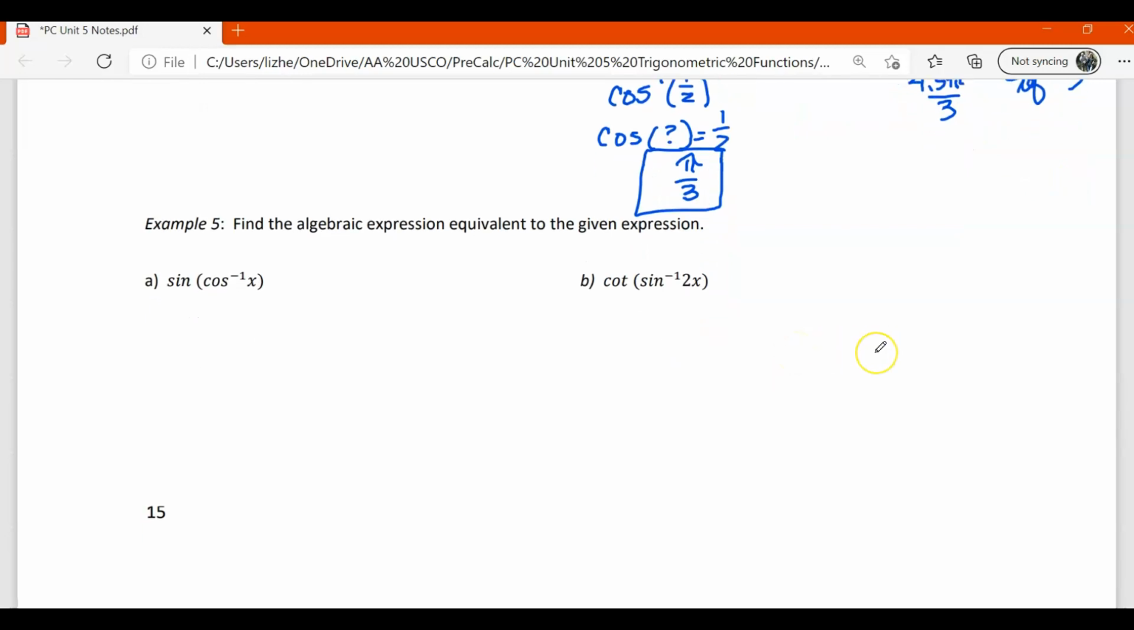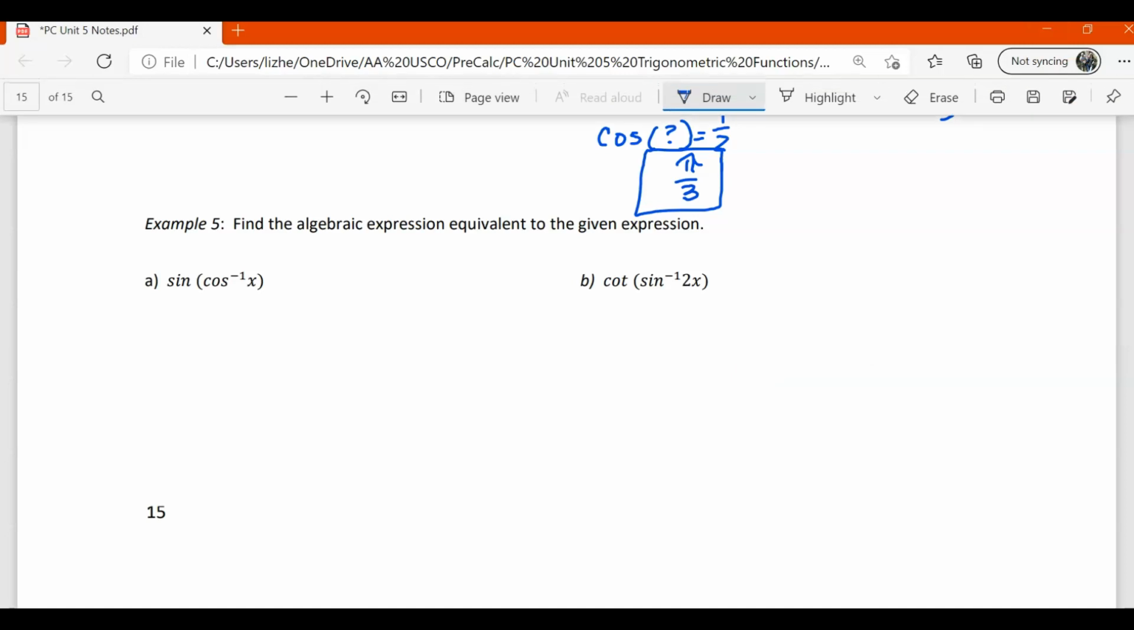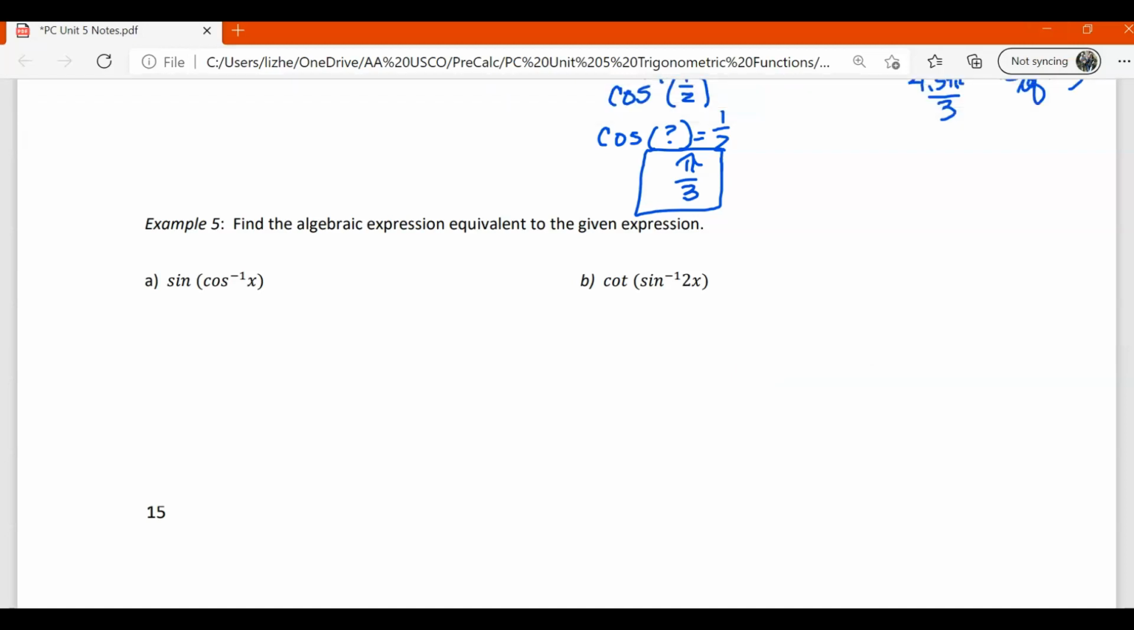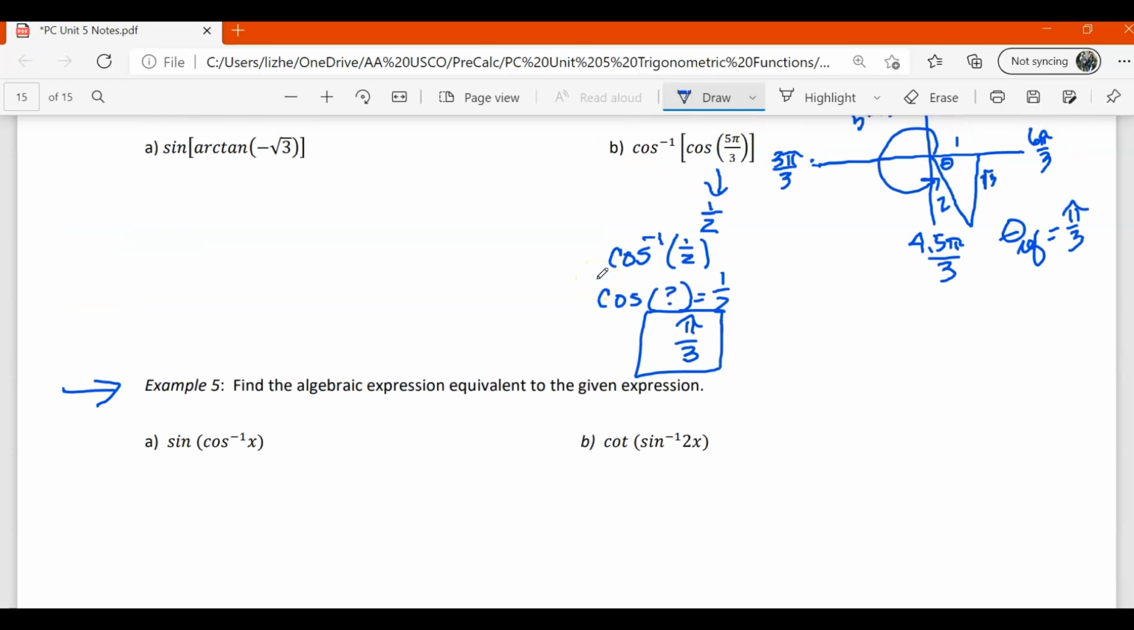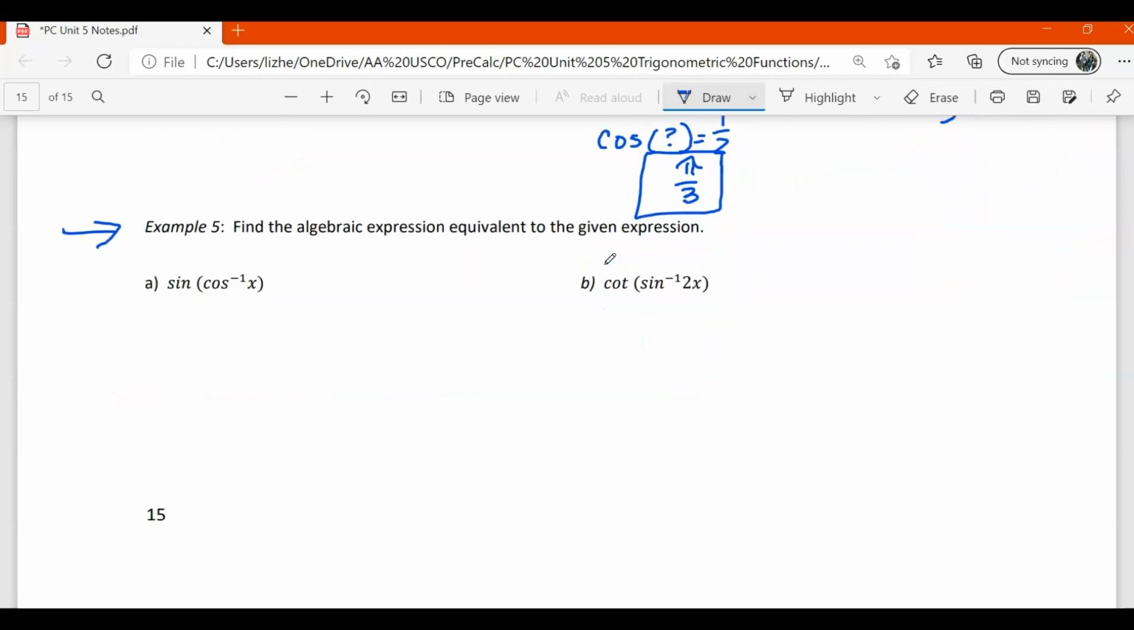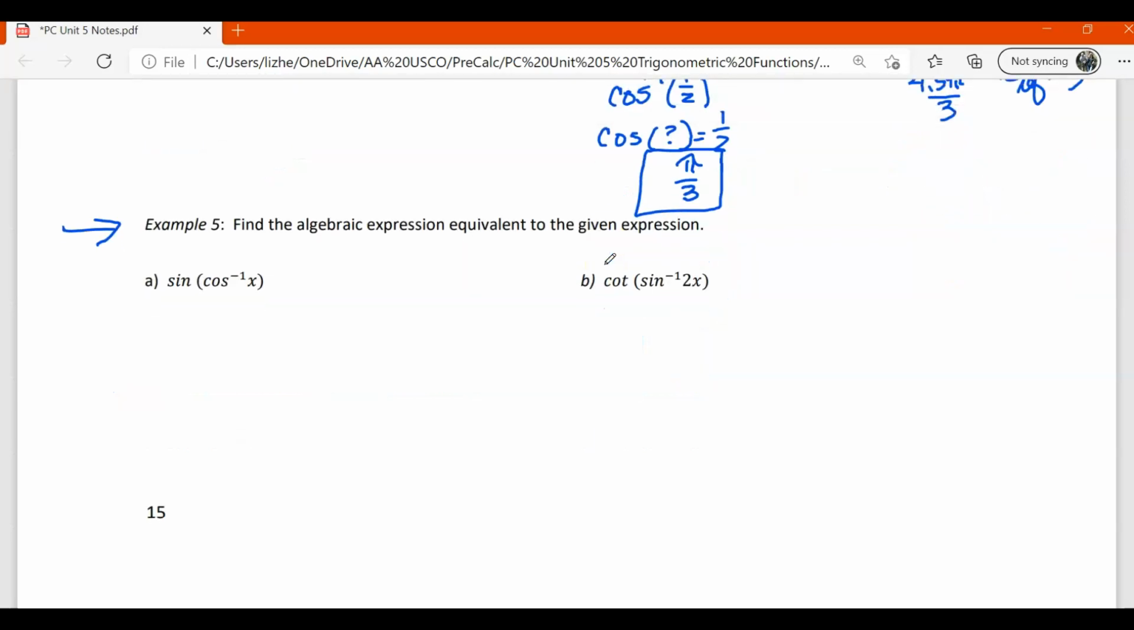What we're going to do here is make a right triangle with the hypotenuse being 1. So I'll show you what this means. This is find the algebraic expression equivalent to the given expression. Notice the difference between example 5 and example 4. In example 4, there was no variable, there was a value, so you could give me a value as an answer.